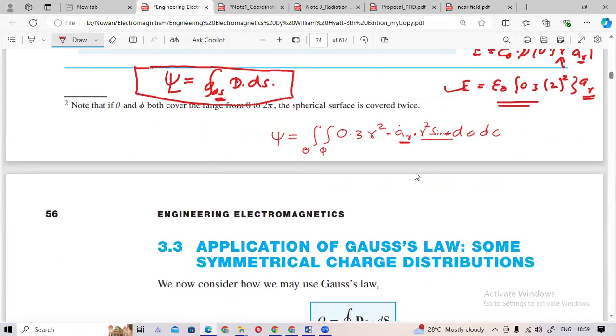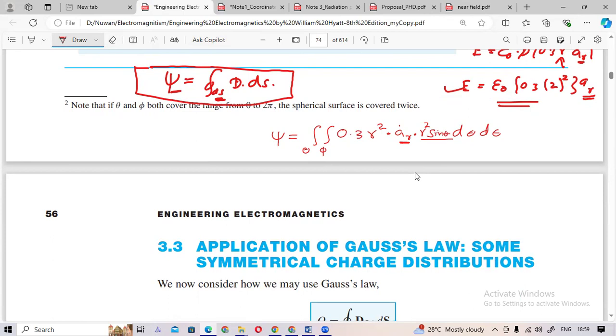I very briefly explained why this term is coming. We have to use curvilinear coordinate system theory, and we get this term. So don't worry about this term, just remember it. So this should be r square sine theta d theta d phi, and you have to evaluate this integration.